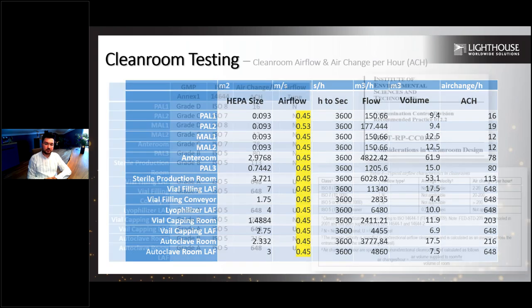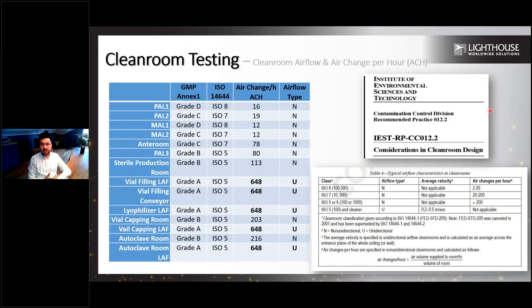So what was the expectation? Remember, we were talking about different documents like IEST recommended practice 12.2, considerations in cleanroom design. It comes with table 4, which gives us the airflow type, non-unidirectional and unidirectional airflow, an average velocity expectation, as well as air changes per hour. If it's a unidirectional ISO class 5 or cleaner environment, we're not expecting them to be calculated with air change per hour. If you take a look at my example, 648 air changes in each location is because the entire area is filled up with a HEPA filter with 0.45 meter per second air velocity.